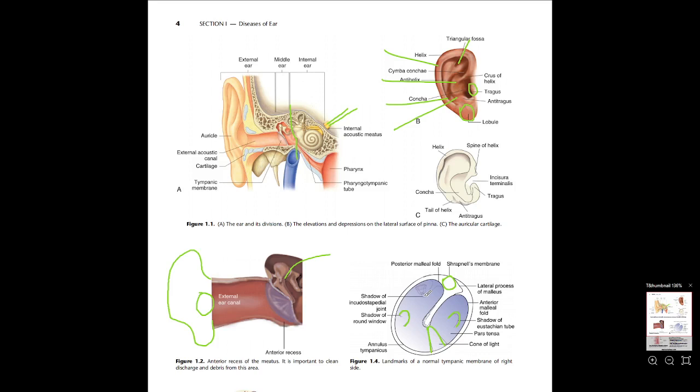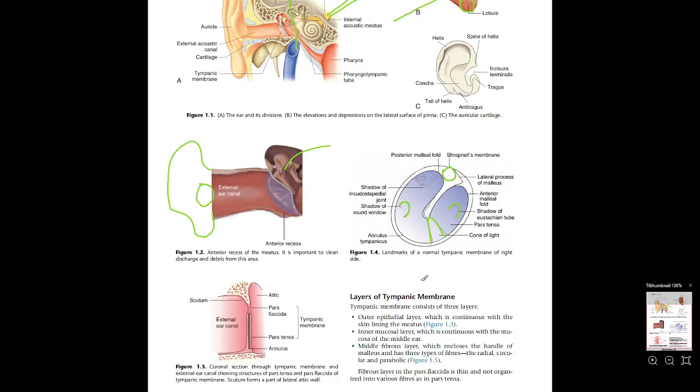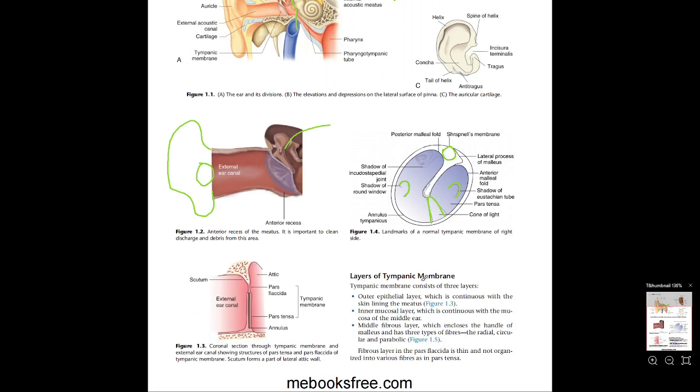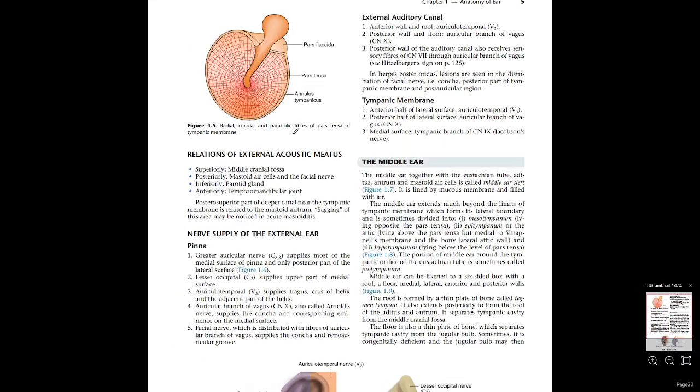I hope you got the basics now. Let's see the tympanic membrane. This is the pars flaccida, the flaccid part. This is the pars tensa again, and this is the annulus tympanicus surrounding all of the pars tensa.